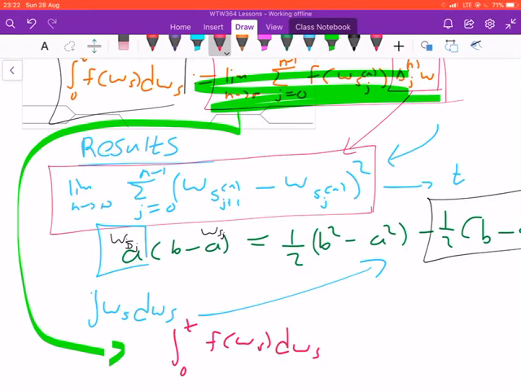I hope this helps you understand a little bit about Brownian motion for now. Okay, thank you.